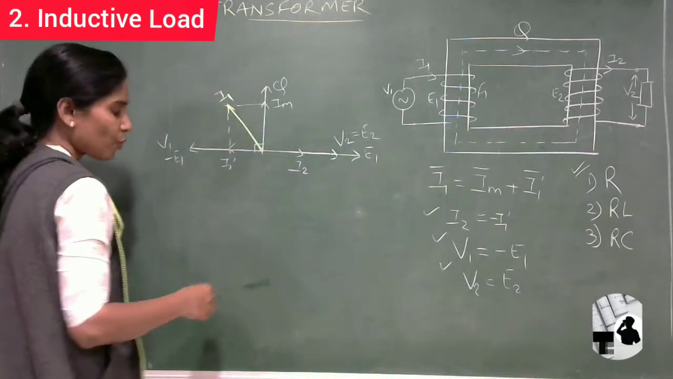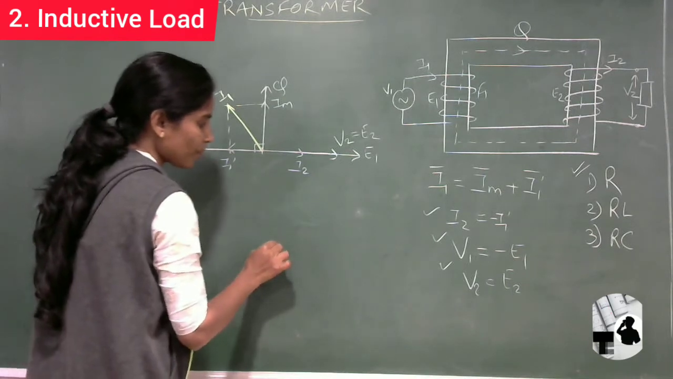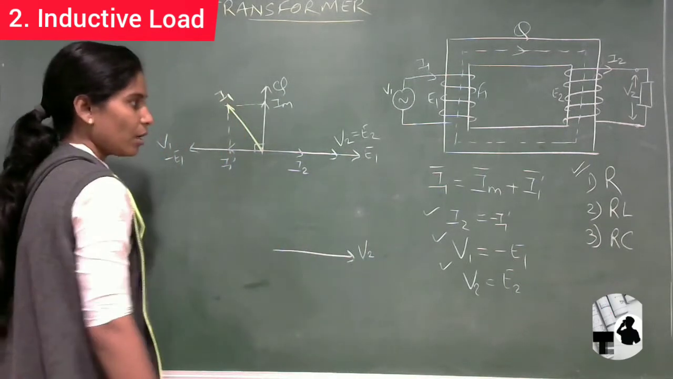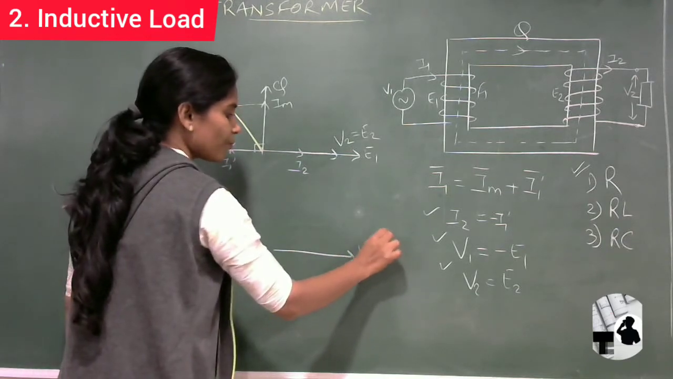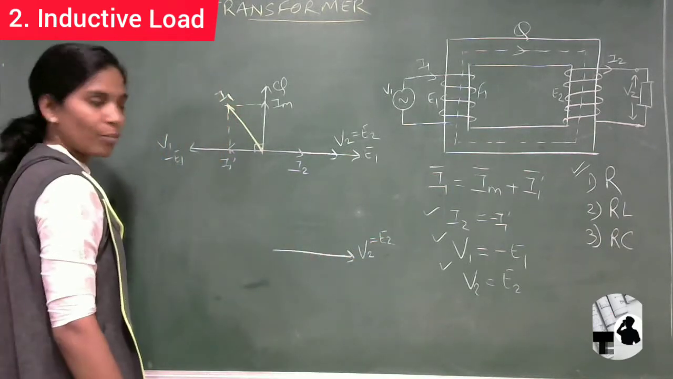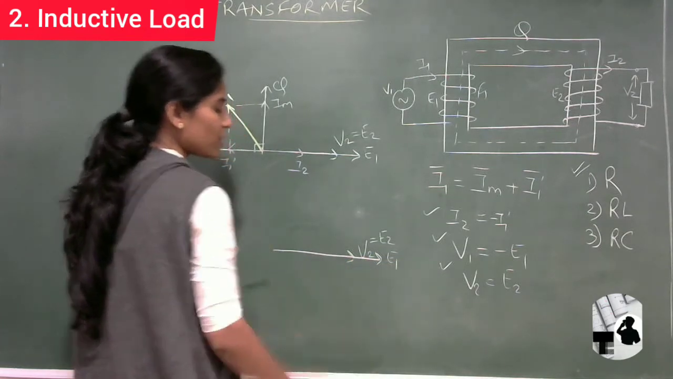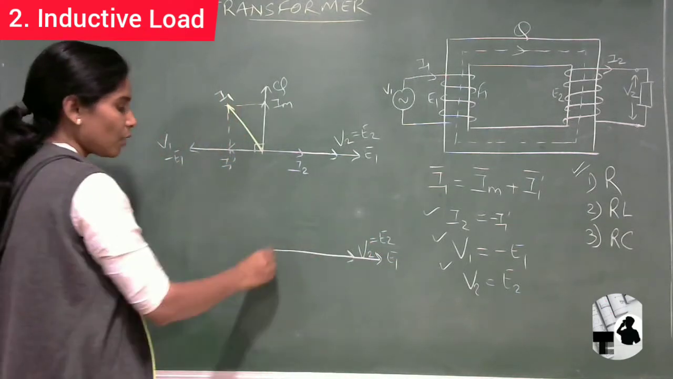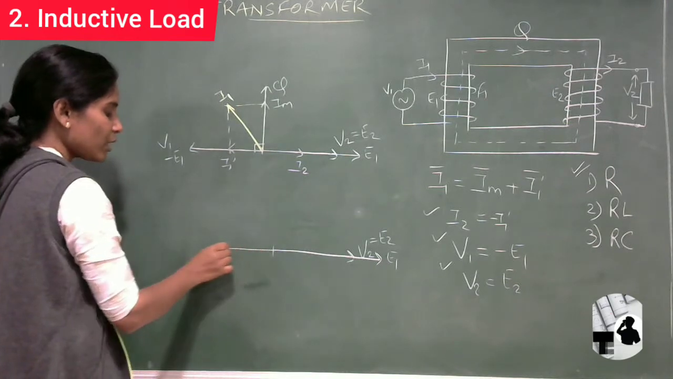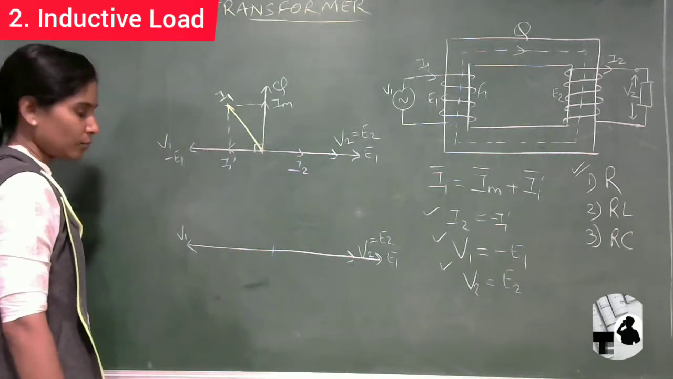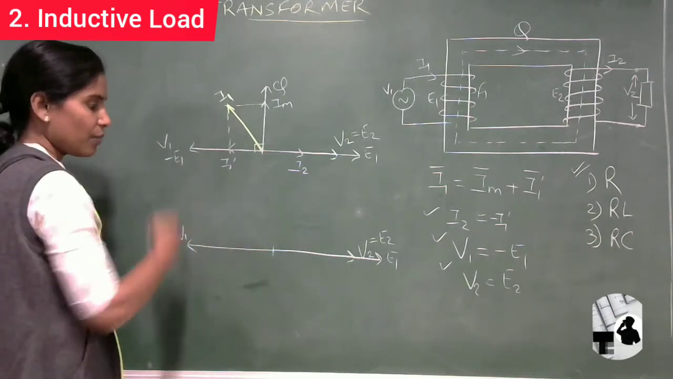When we go for the phasor diagram, first we start with V2, which is taken as the reference. Now we know that V2 is equal to E2, so these two phasors coincide. E1 is in the same phase as E2. Now what is V1? V1 is equal to minus E1. So this is my V1. Up till here we are getting the same values.